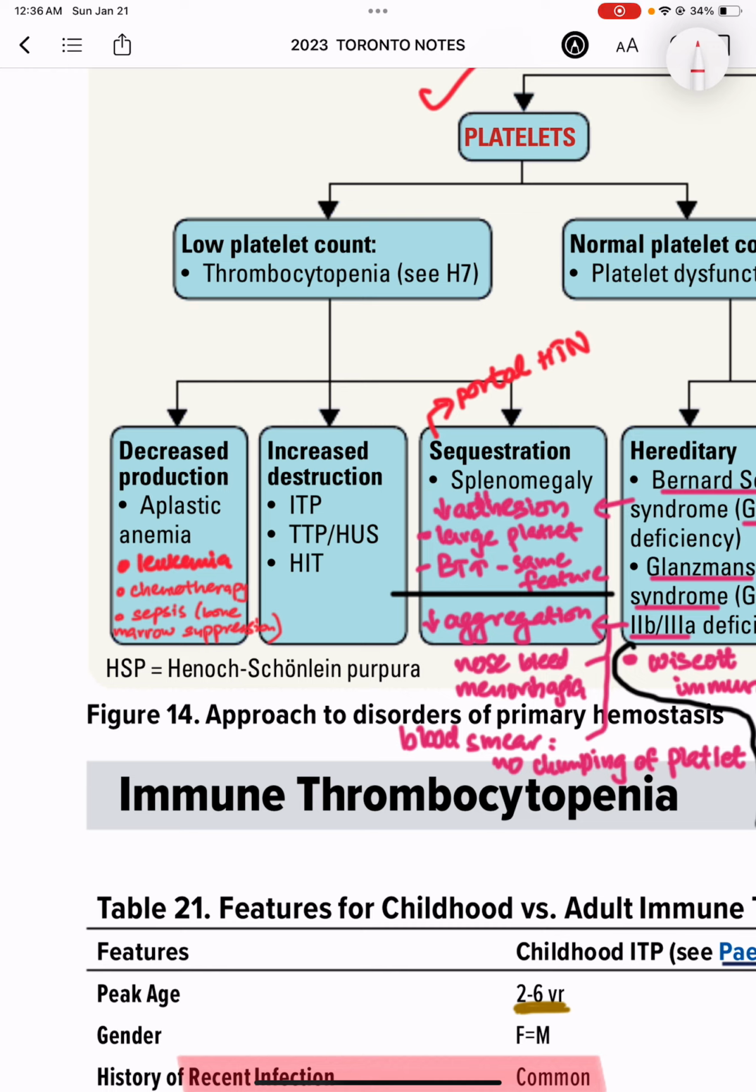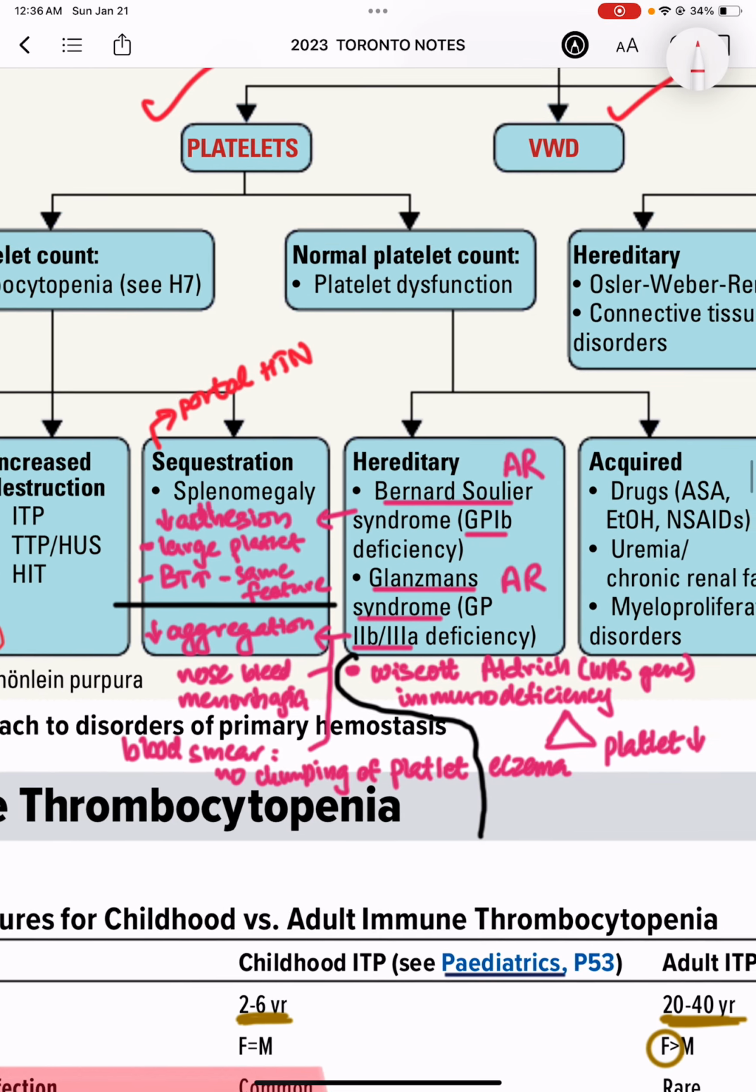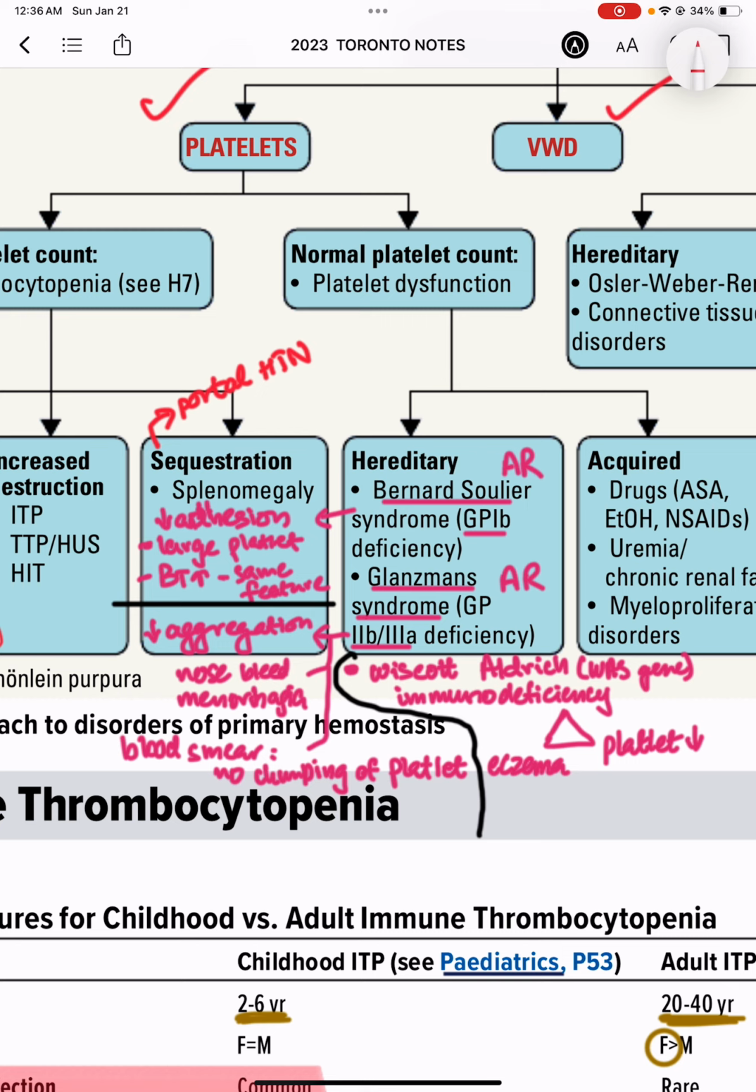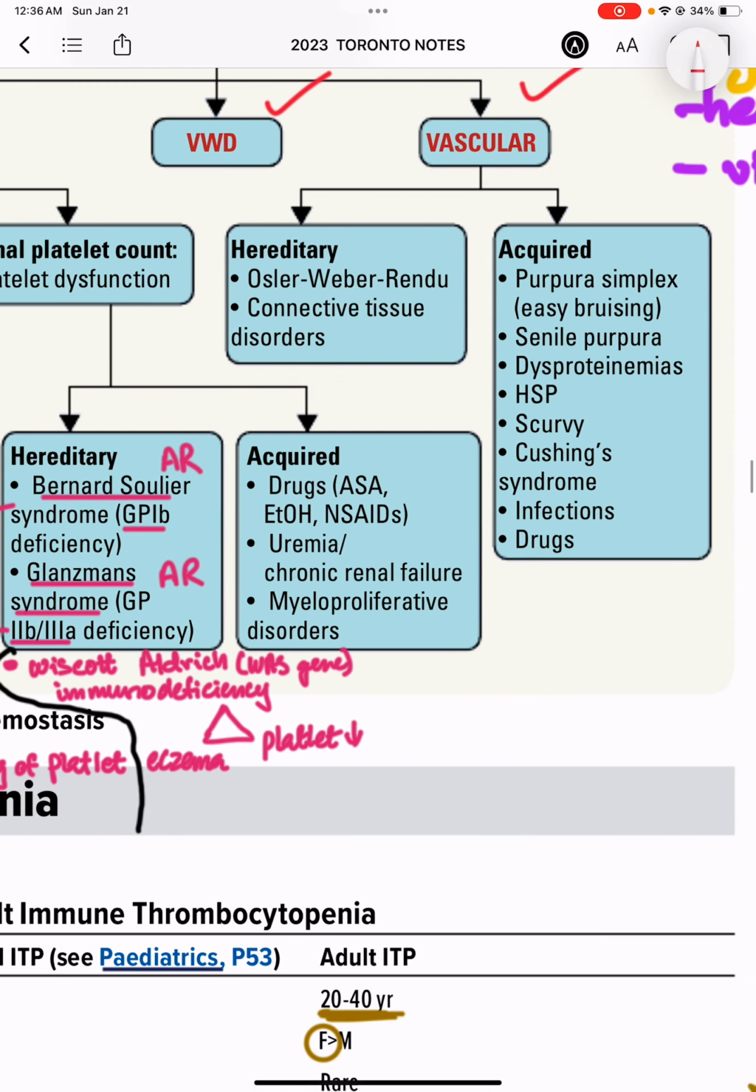Third scenario would be sequestration, where the platelets are hidden somewhere, like in the case of splenomegaly and in the case of portal hypertension. Platelets tend to move there, and in splenomegaly, platelets tend to hide there, so that would decrease the platelet count.